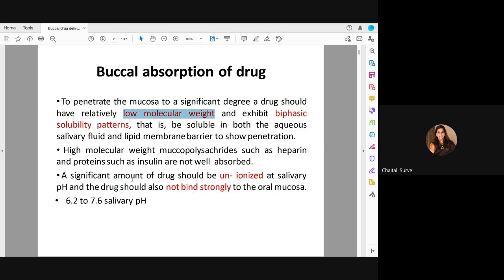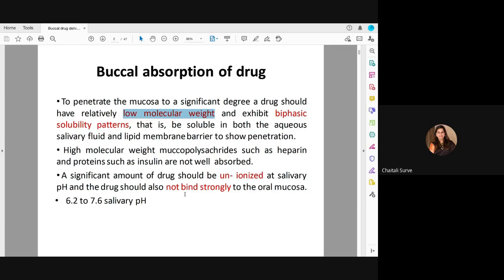Then a significant amount of drug should be unionized at salivary pH, and the drug should also not bind strongly to the oral mucosa. So you should select a drug having a pKa such that at the pH of the buccal mucosa, your drug remains in the unionized state, so that it is well permeated through your buccal mucosa.